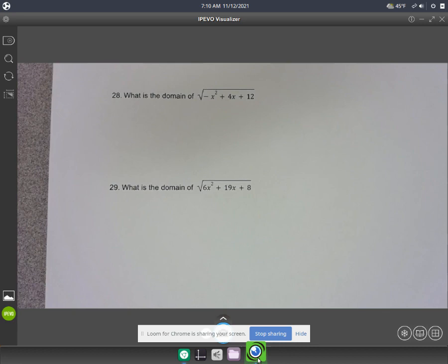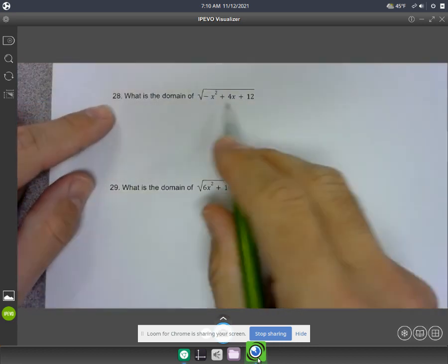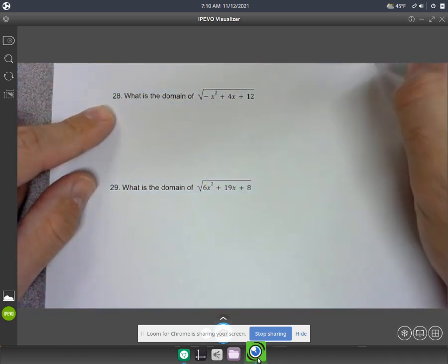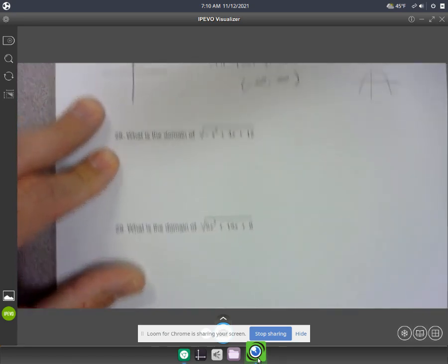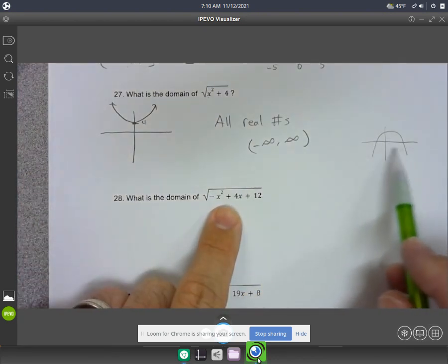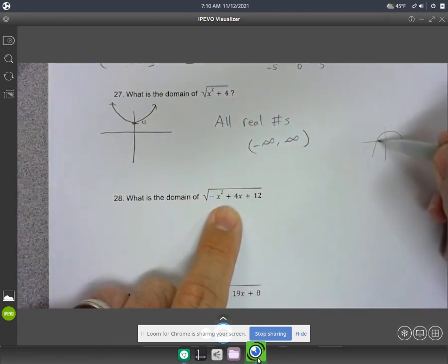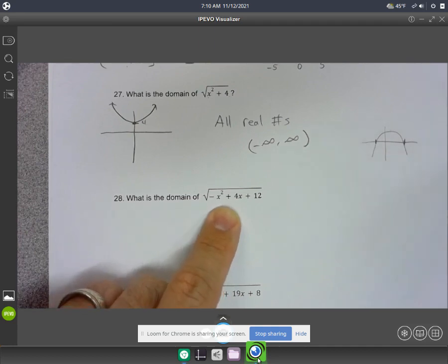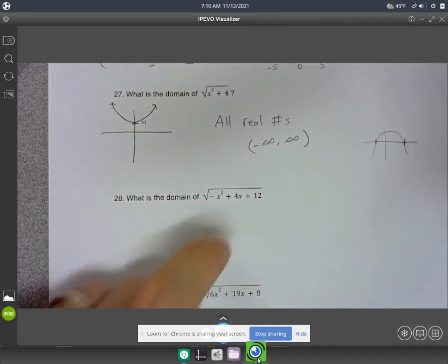28. So on this one, I know that this quadratic is going to be opening down. Sorry, I know the quadratic is going to be opening downward, so it's going to look something like this. So on this one, my domain is actually going to be a small window of numbers, right? Unless, of course, this quadratic is actually always below the x-axis, which if that was the case, then the domain would be no real numbers. It'd be no solutions.